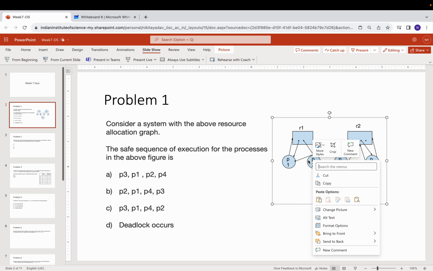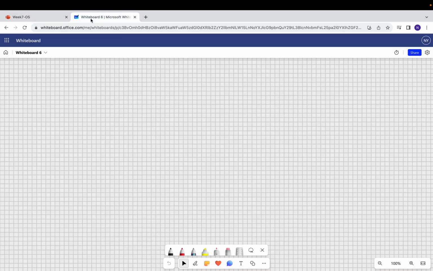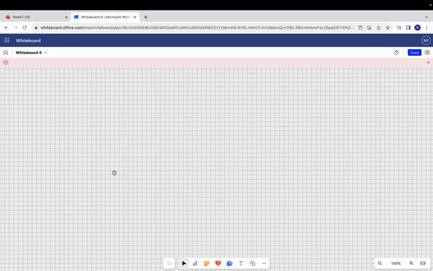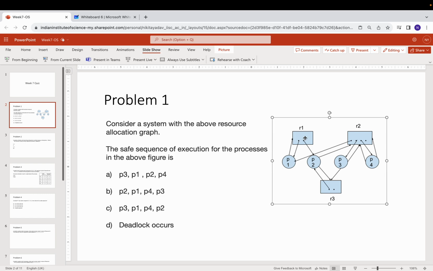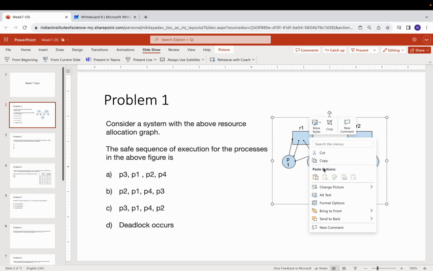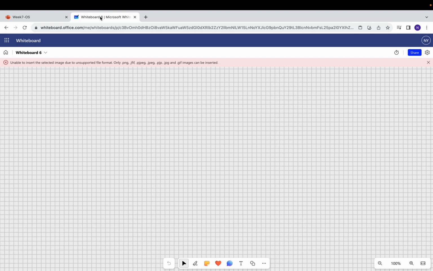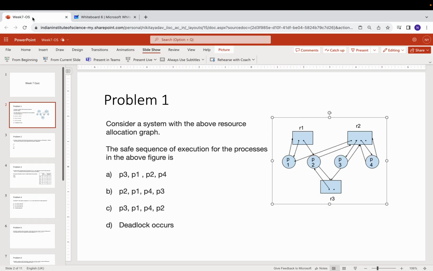So let me just copy this onto the whiteboard here. Okay, I'm not able to copy the image. I'll try to make the image while you can think about the problem.